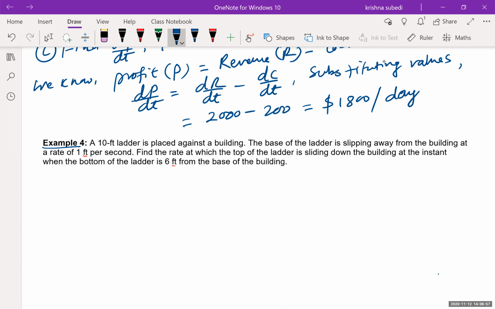Let's look at another example. Example number 4. A 10-foot ladder is placed against a building. The base of the ladder is slipping away from the building at a rate of 1 foot per second. Find the rate at which the top of the ladder is sliding down the building at the instant when the bottom of the ladder is 6 feet from the base of the building. Okay, so let us draw a diagram. So here is a building. Let's say this is the building, and here is a ladder.